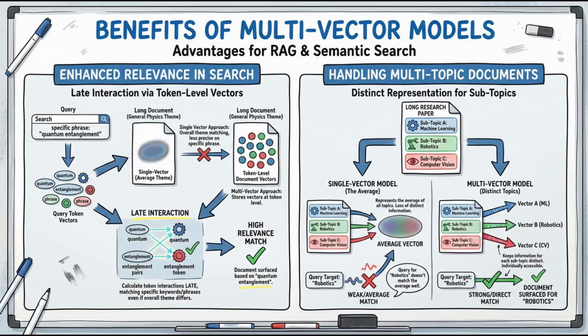This is especially powerful when dealing with complex multi-topic documents. Imagine a long research paper covering 3 distinct subjects. A traditional single-vector model would essentially try to average those topics together, which often dilutes the meaning and makes it harder to find specific information. A multi-vector model, however, keeps the information for each subtopic distinct. Because the tokens remain individually accessible, the system can retrieve that document based on a query about just one of those topics, rather than needing to match the broad average theme of the entire paper. It's a much more surgical approach to finding exactly what you need.